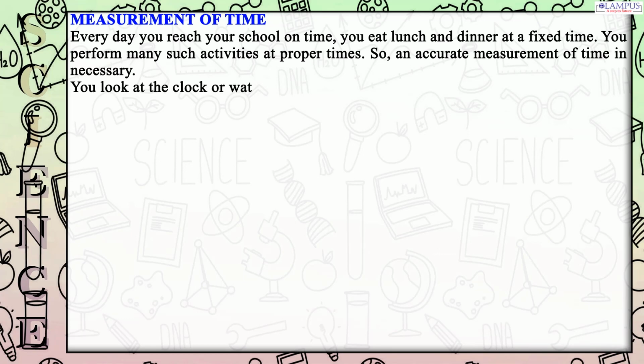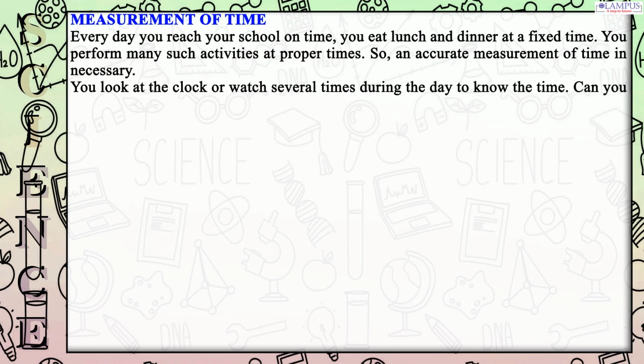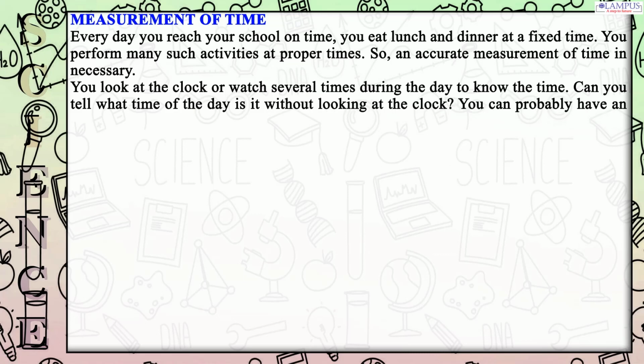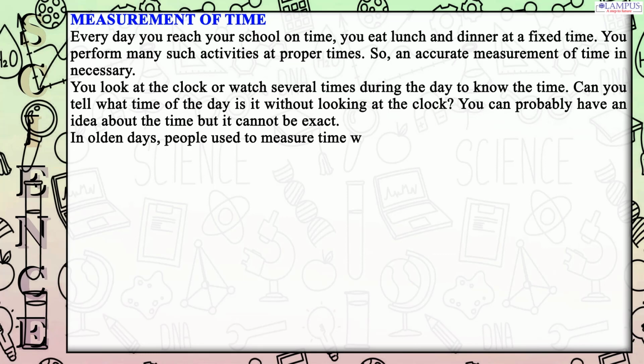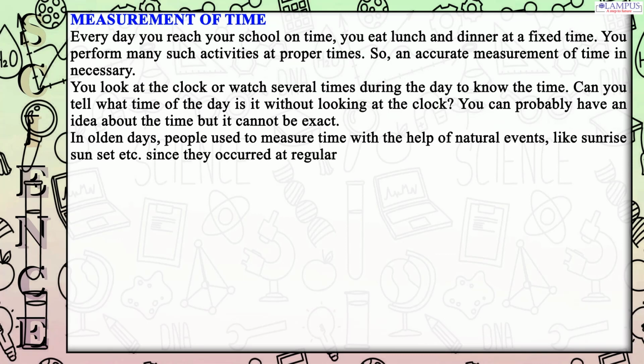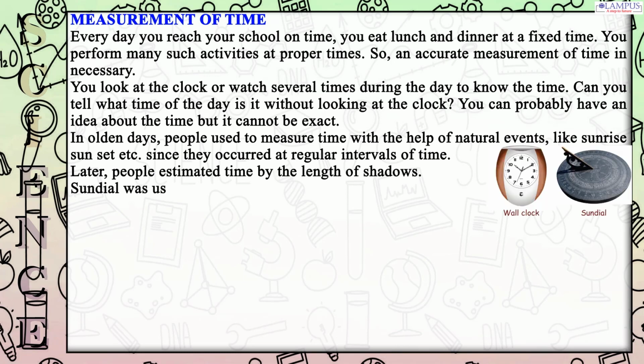You look at the clock or watch several times during the day to know the time. Can you tell what time of the day it is without looking at the clock? You can probably have an idea about the time, but it cannot be exact. In olden days, people used to measure time with the help of natural events, like sunrise, sunset etc., since they occurred at regular intervals of time. Later, people estimated time by the length of shadows.